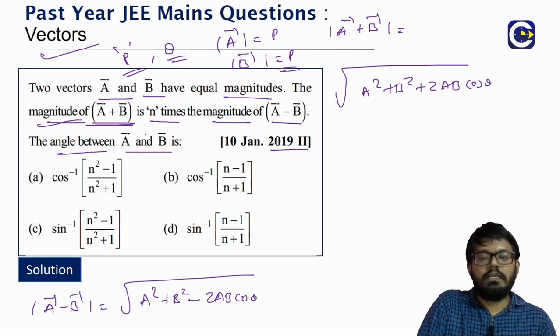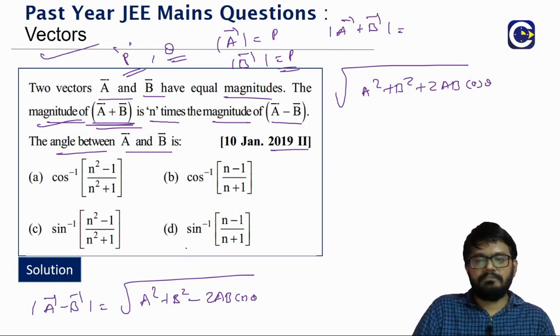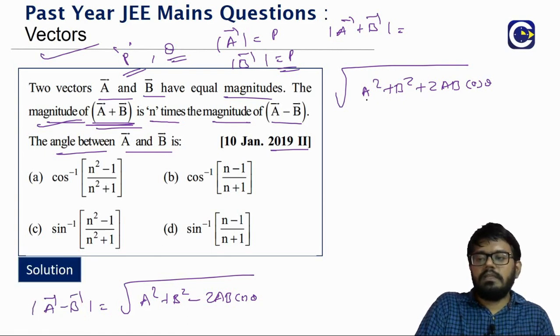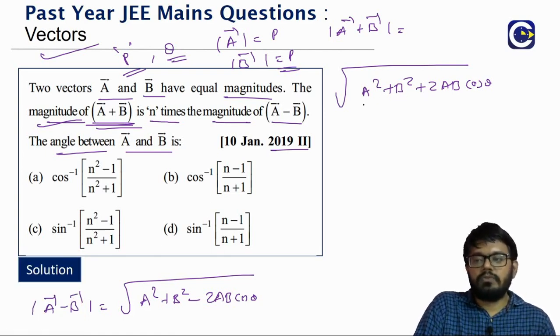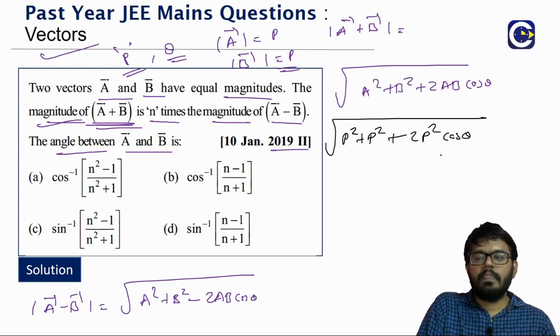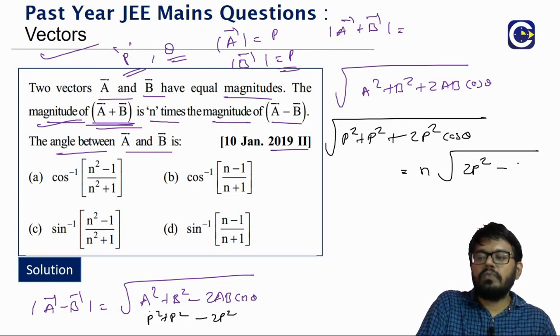So what they are giving us is that the magnitude of the A plus B vector is n times the magnitude of A minus B. Which means what? In this, A will be equal to P, B also will be equal to P. So look at this, root of P square plus P square plus 2P square cos theta will be equal to n times mod of A minus B, which is root of P square plus P square minus 2P square cos theta.